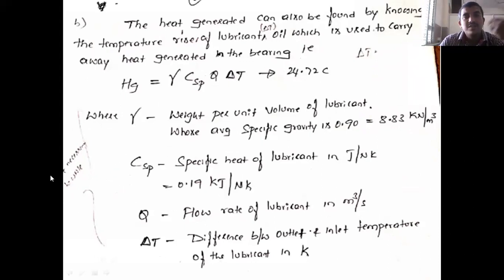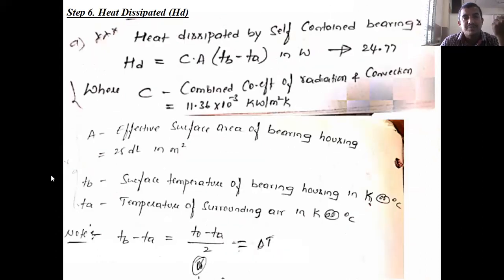Once heat is generated, the designer has to remove that heat. How do you dissipate it? How do you remove the heat? The three modes of heat transfer are conduction, convection and radiation. Here, usually which modes of heat transfer take place? One is convection, the other one is radiation. The heat dissipated is calculated using equation 24.77. The heat dissipated is equal to C into A into the difference in temperature. What is C? The combined coefficient of radiation and convection is given directly.